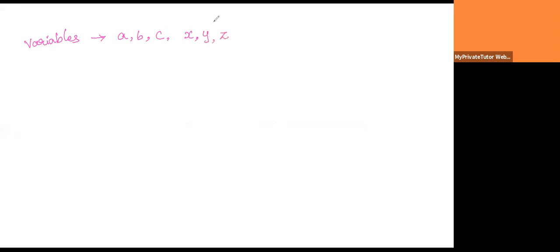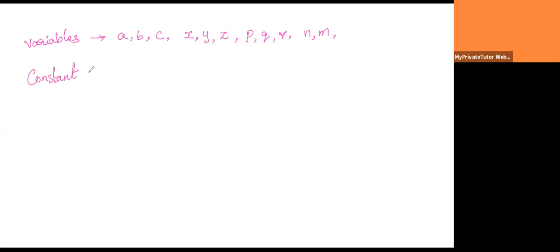The commonly used variables are A, B, C, X, Y, Z, P, Q, R, and sometimes we use N, M, and so on. Which means all the alphabets are variables, as simple as that. We can use any of the alphabets in the expression or in the questions in algebra. And the next one is constants.